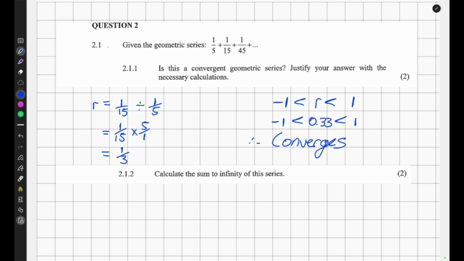Okay, so whenever you get a question like this, that is what they want. Just get R, sub it into that little formula to see if it's true, and then you just write it converges.